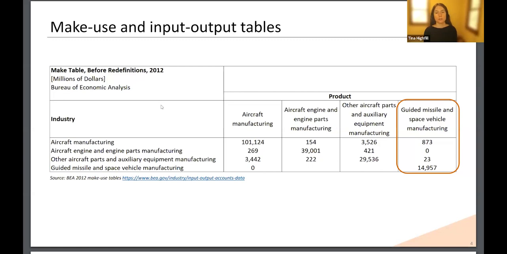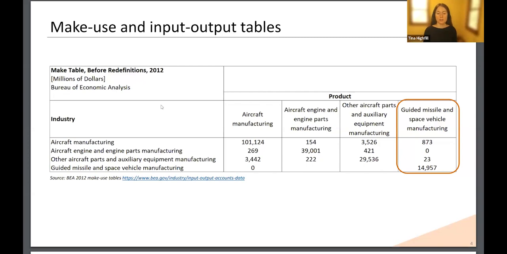But I wanted to start focusing on the space economy at this point. What I have on the left-hand side are the four major industries that make up the aerospace sector in the US economy: aircraft manufacturing, aircraft engines, parts, and then guided missiles and space vehicle manufacturing. Then we have the products that these industries make. In the orange rectangle on the very far right, we have guided missile and space vehicle manufacturing products. The main takeaway from this chart is that guided missiles and space vehicle manufacturing products are mostly made by that industry, but they're also made by the aircraft manufacturing industry as well.